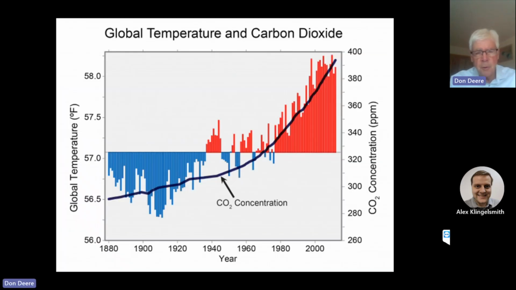This is another graph published by the government that shows how CO2 concentrations have increased over the last 150 years, and that temperatures, when they're shown here in red, are above normal, and when they're in blue, they're below normal, and that there's a direct correlation between CO2 concentration in the atmosphere and temperatures on our planet.